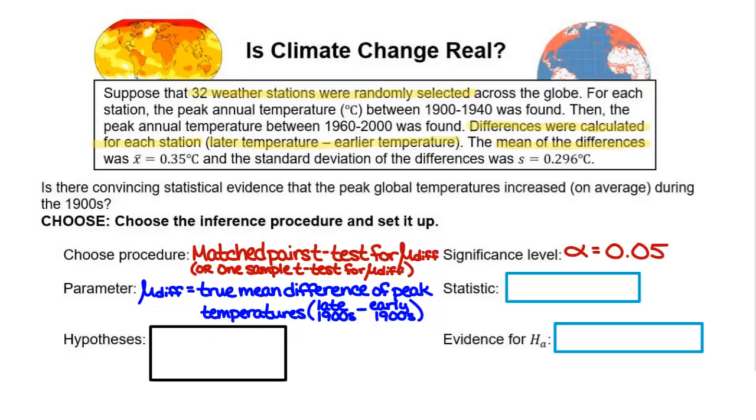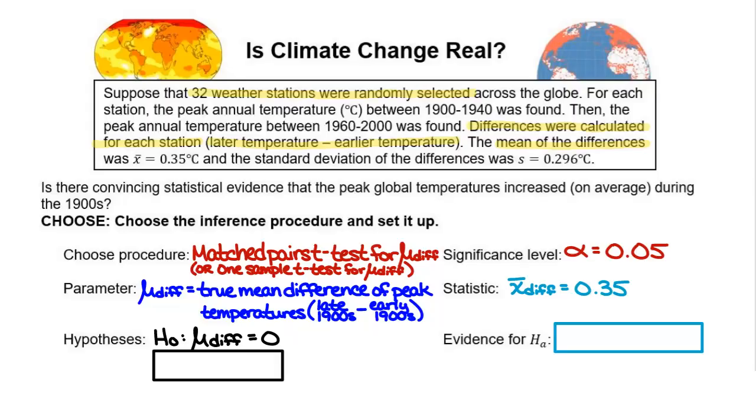What is our statistic? X bar diff equals 0.35. What should our null hypothesis be? Mu diff equals 0. And that's the same as saying what? When we say mu diff equals 0, what are we saying in English about the situation? That there's no difference between earlier and later when we're looking at the averages overall.